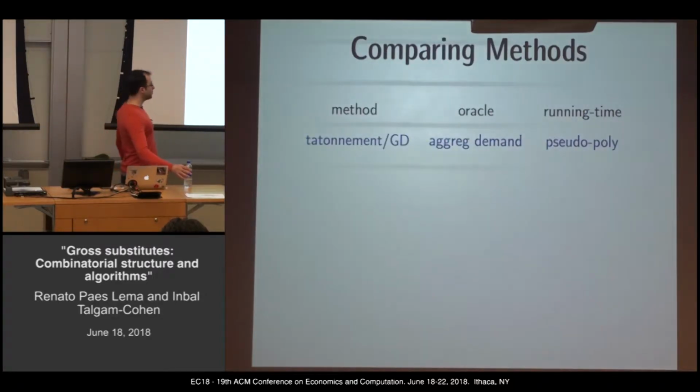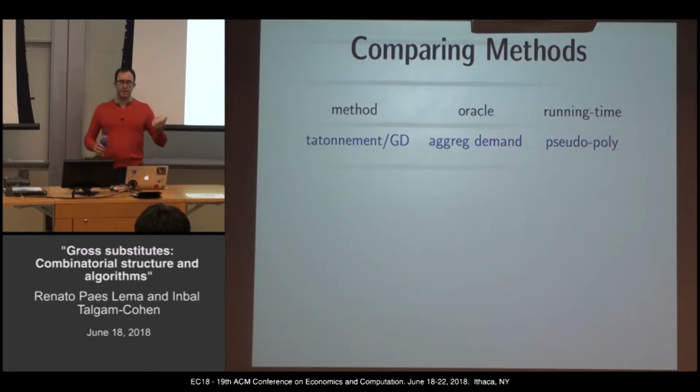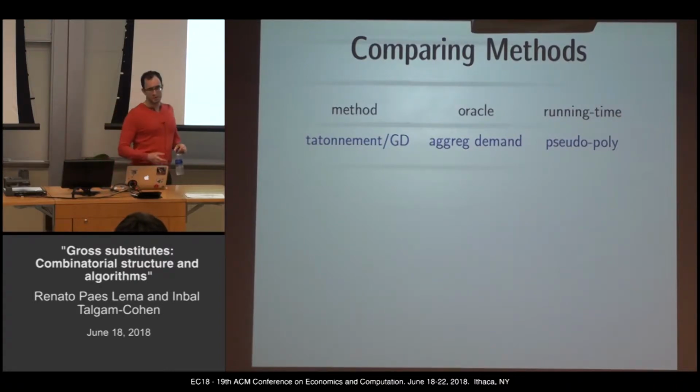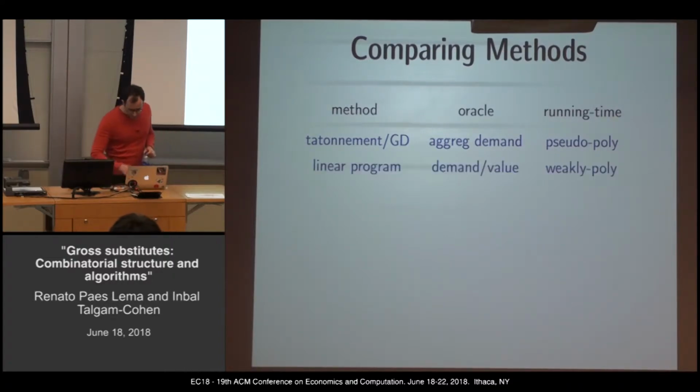The nice thing about tatonnement and gradient descent is that they only need this very general aggregate demand oracle. They don't need to know how many buyers there are in the market. They just need to know the total aggregate demand over the market, not the individual demands. I don't even need to know how many buyers there are or the identity of the buyers. But the problem is that they run in pseudo-polynomial time.